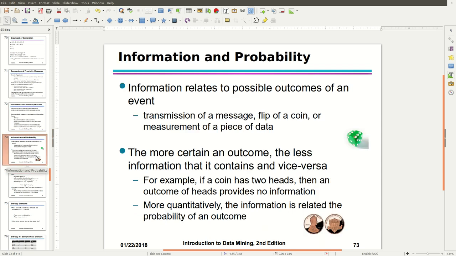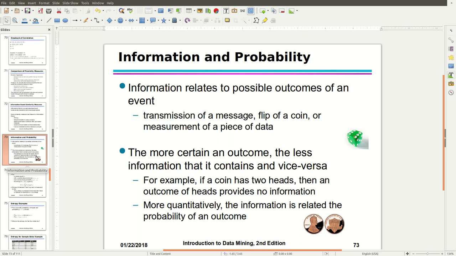Information and probability have a really close relationship. Information relates to possible outcomes of an event, such as transmission of a message, flip of a coin, or measurement of a piece of data. So it is actually based on an event. The more certain an outcome, the less information that it provides, and vice versa.